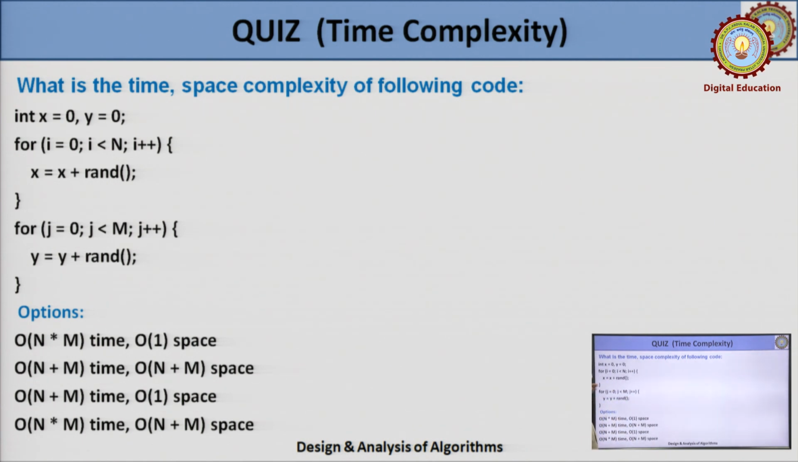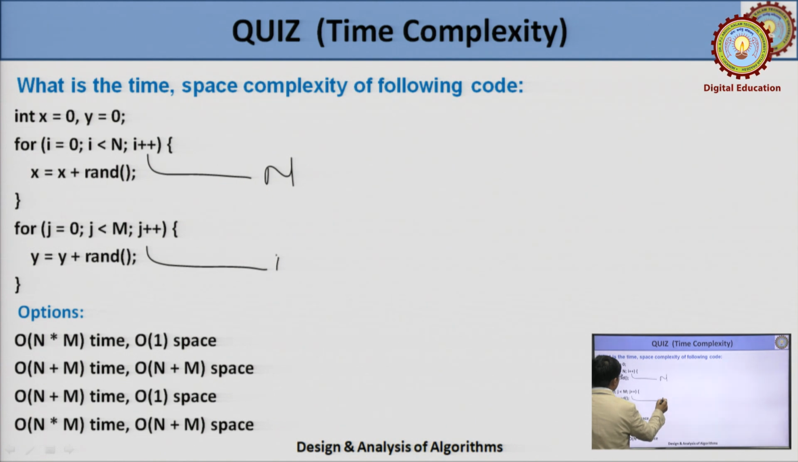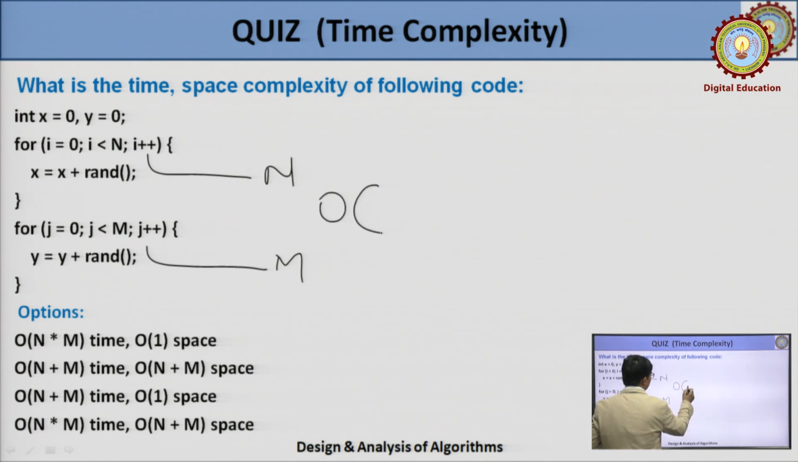So, what is the time complexity of this algorithm? In both the cases, the strength of the first loop is n times, and the strength of the second loop is m times. Since these are not embedded loops, they are separate loops, and this loop does not come under that loop. Therefore, the time complexity would be n plus m.